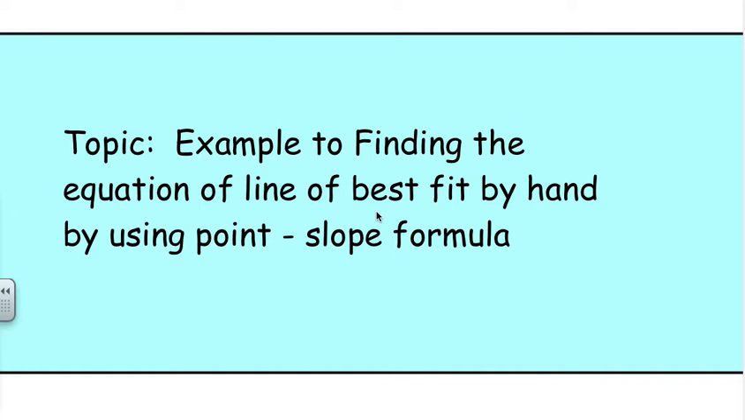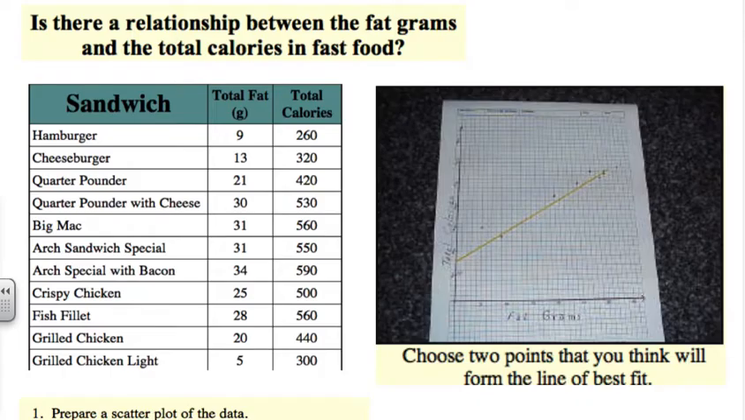So far you've learned how to graph scatter plots, find out the strength of the correlation, and we've learned how to graph a line by hand. But we want to come up with what that equation would be approximately using the point slope formula. So here's our example. Is there a relationship between the fat grams and the total calories in a fast food?